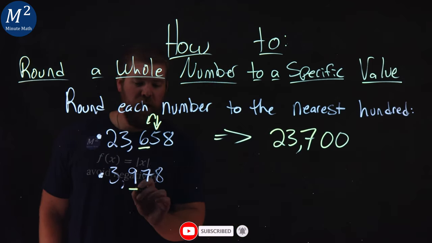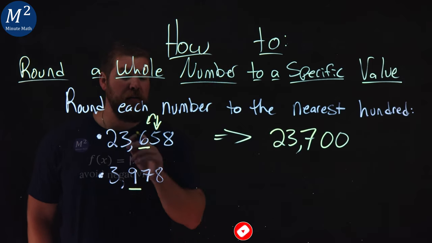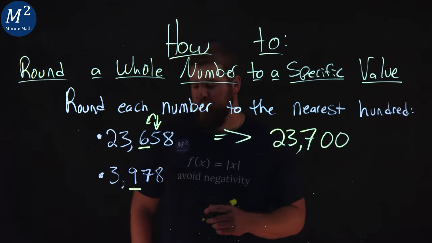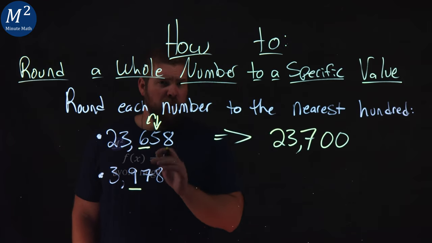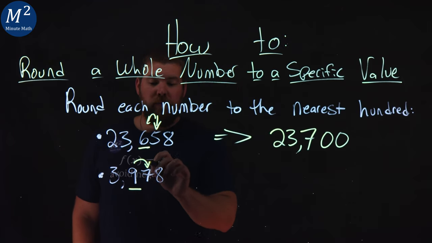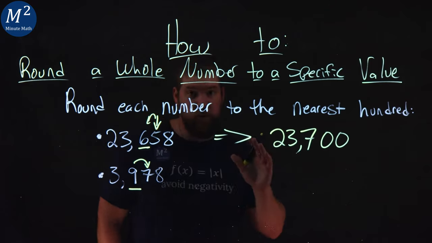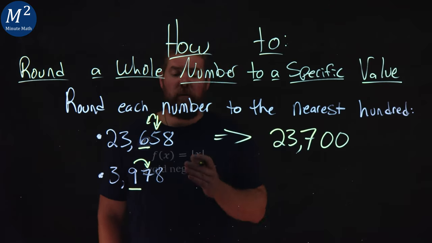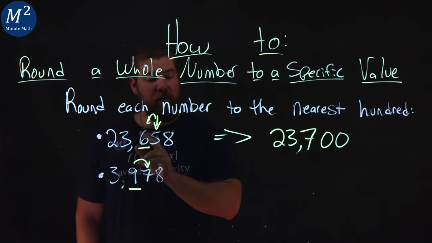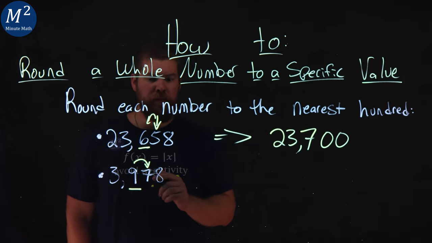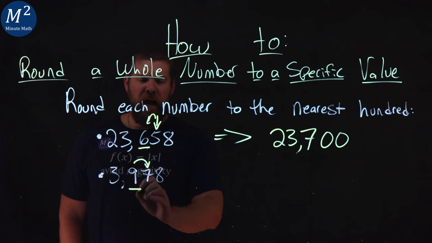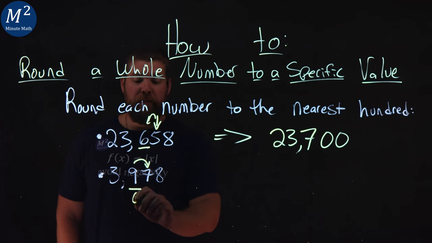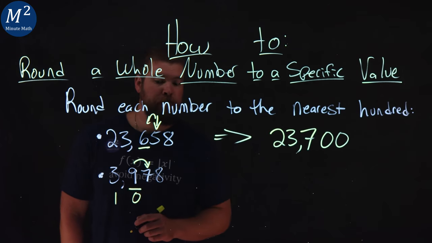We have a 9 here in the hundreds place for 3,978. Well, the 9, again, same rule applies. We look to the right of it. We see the 7. A 7 is between 5 and 9, including that, and so we round up. That means we have to increase the 9 by 1 unit, or 1 value. So the 9 increased by 1 becomes a 10, right there.